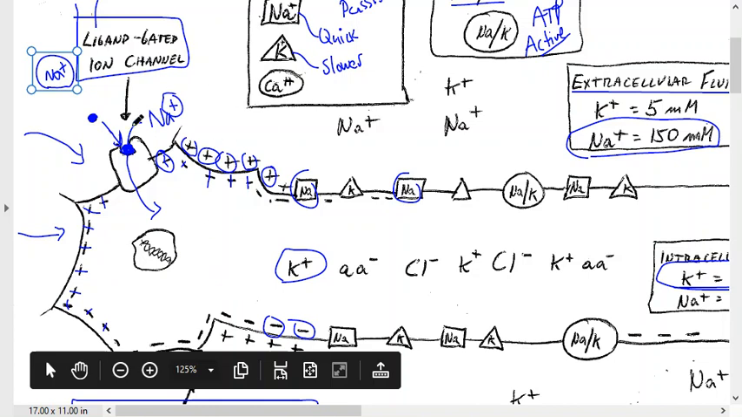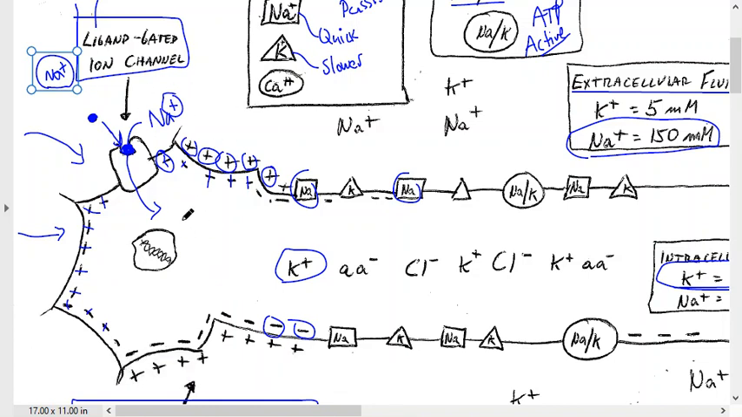Well, this sodium, and all these sodiums rushing into the cell, are going to diffuse down the axon. And as they diffuse down the axon, they progressively turn it more and more positive. So this positive charge spreads all the way down the axon, right? It's like a wave, like in a football stadium. It propagates down the axon.